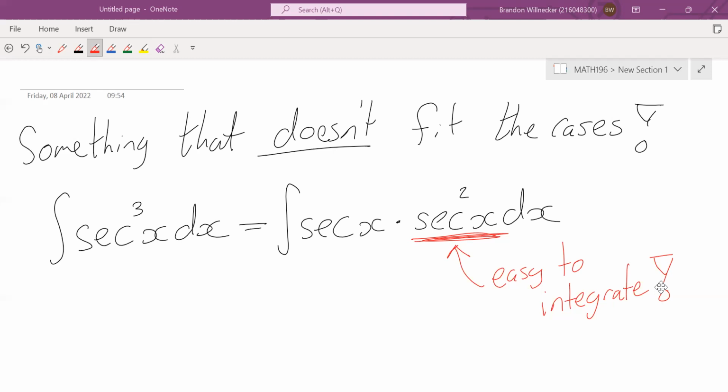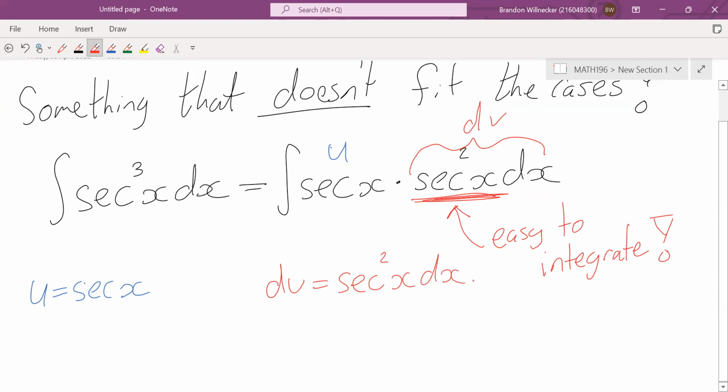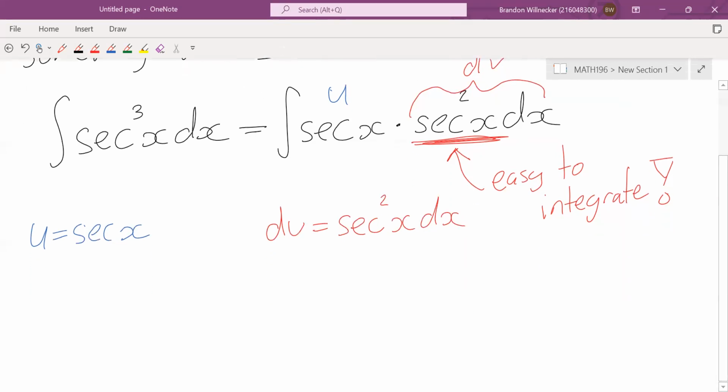More specifically, this first term we're going to let be u because we're going to have to differentiate that. And the second part here, we said was easy to integrate, so we let that be dv. So what do we get if we do that? I'm going to say u is equal to sec x, and dv is equal to sec squared x dx, because it's easy to integrate. So what's the derivative of sec x? du is going to be sec x tan x.